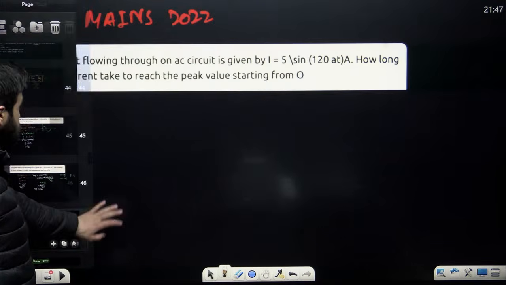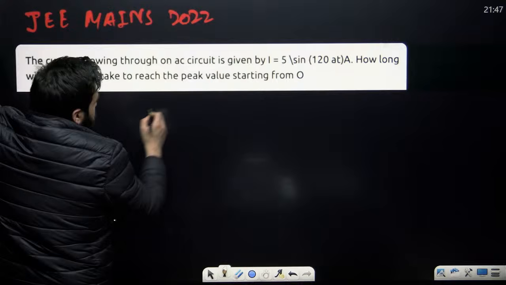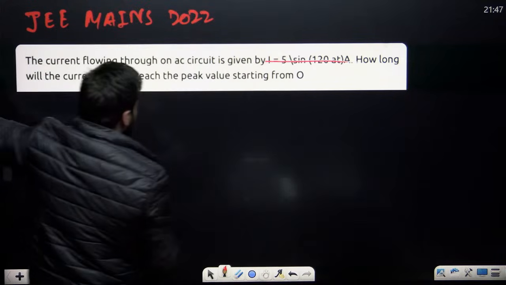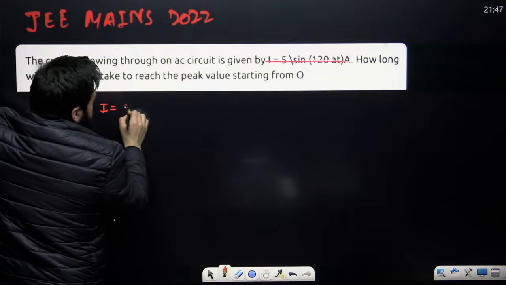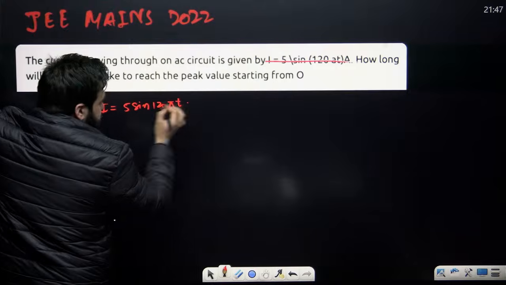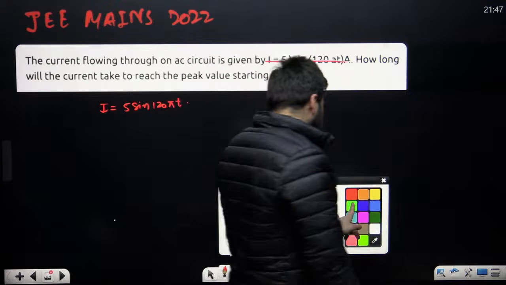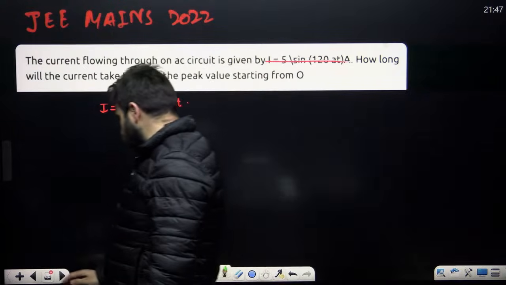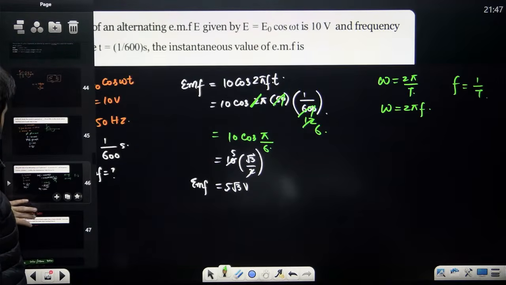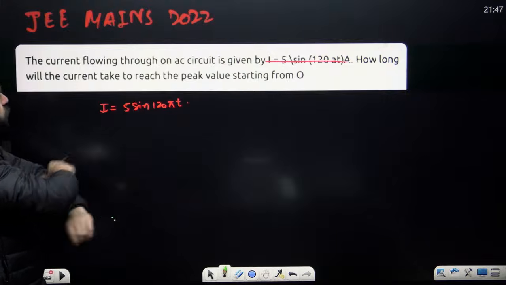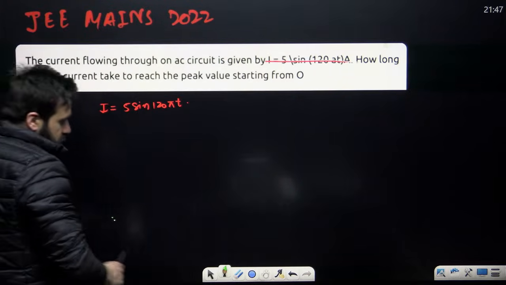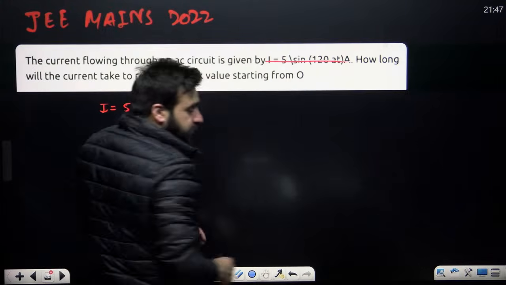There is one more question, JEE Mains 2022. And here current is given by I is equal to 5 sine of 120 pi t. What does the question say in this particular case? The question says the current flowing through an AC circuit is given as this. How long the current will take to reach the peak value starting from 0? It says how much time it is going to take to reach the peak value.